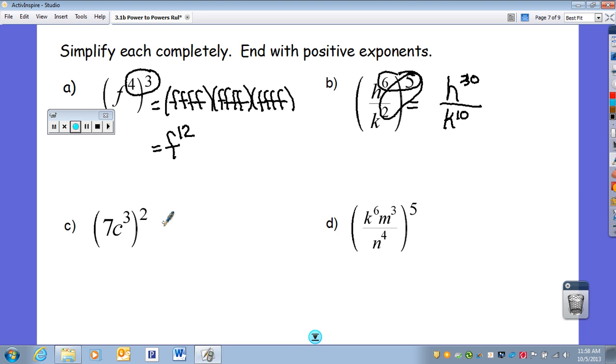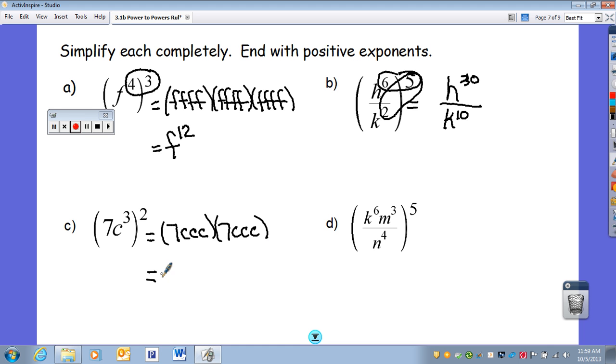Let's take a look at another example. I have (7c to the 3rd) to the 2nd power. If we were to write this out as repeated multiplication, I would have 2 groups of 7 with 3 c's, and I would have 2 of those.